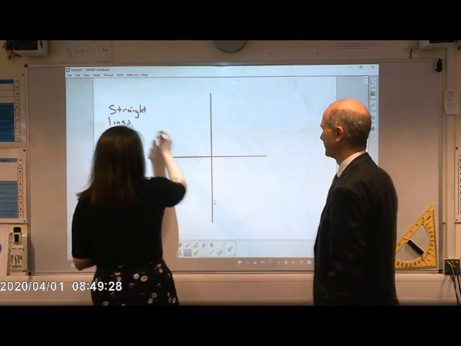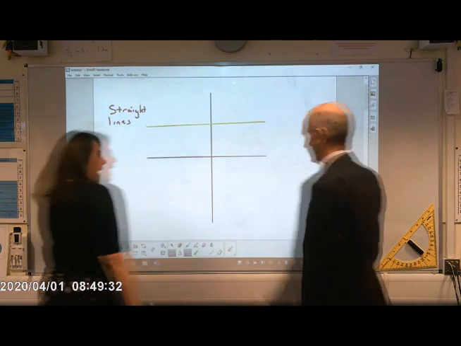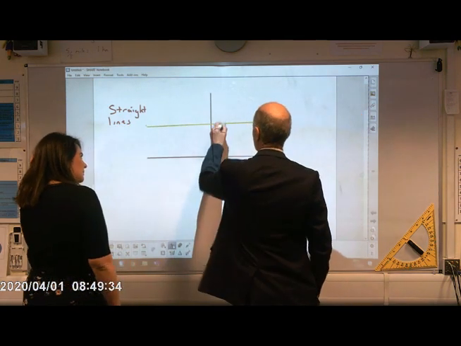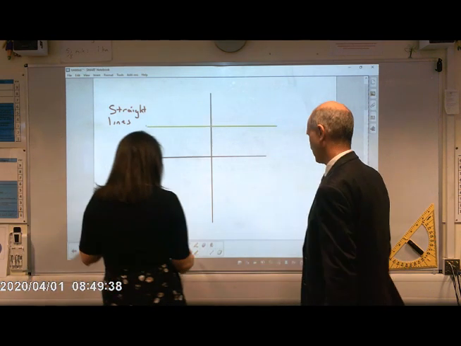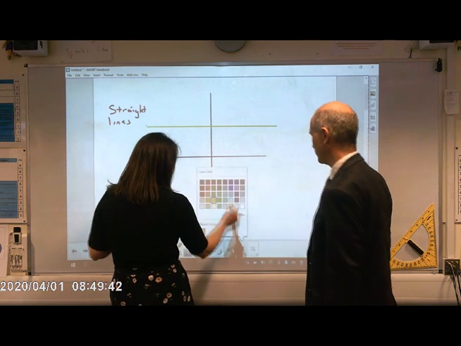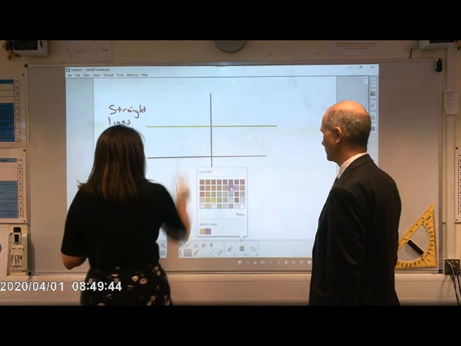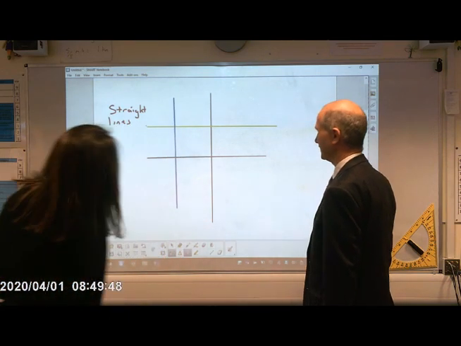Okay. So I'm going to draw a straight line here. And then I'm going to draw another one in a different colour. I'll make it really straight. Is that nice? Lovely. And a different colour. There you go. And I'm going to draw one there. That's beautiful. That's pretty good.